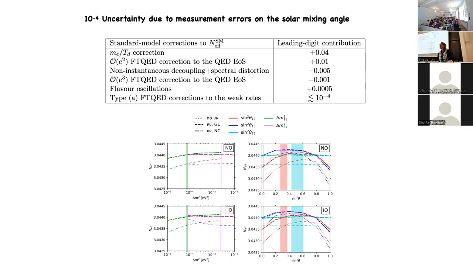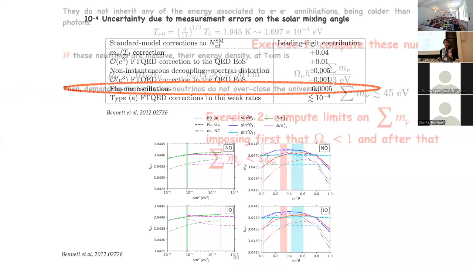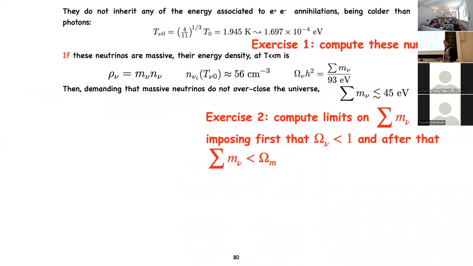Anyways, I start with this slide because right after lunch, Rasmus will give us a seminar in which he will explain better these corrections that we have to an effective, right? So we stopped here yesterday. The effect of flavor oscillations is tiny. And let's continue now with neutrinos, okay?